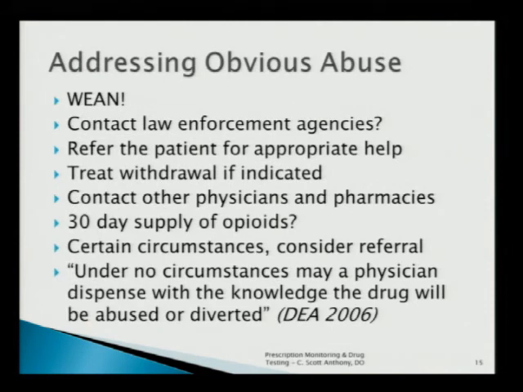Addressing obvious abuse, I wean them. I'll get them help. Now, obvious abuse means contact law enforcement. What do I do? Yes, I will. If I find somebody forging a prescription, or somebody who's going to 10 different doctors in the OBN, I will call the authorities, and we'll also call the other physicians on that list.